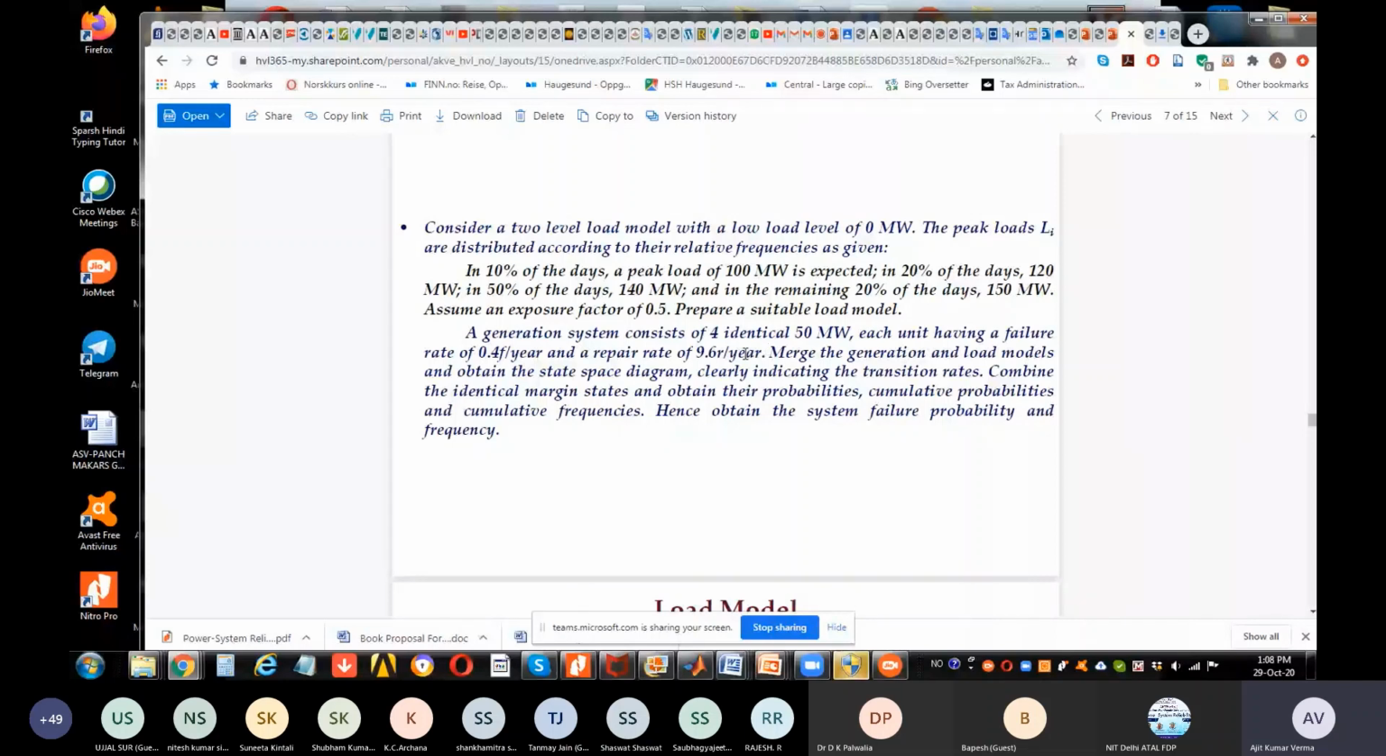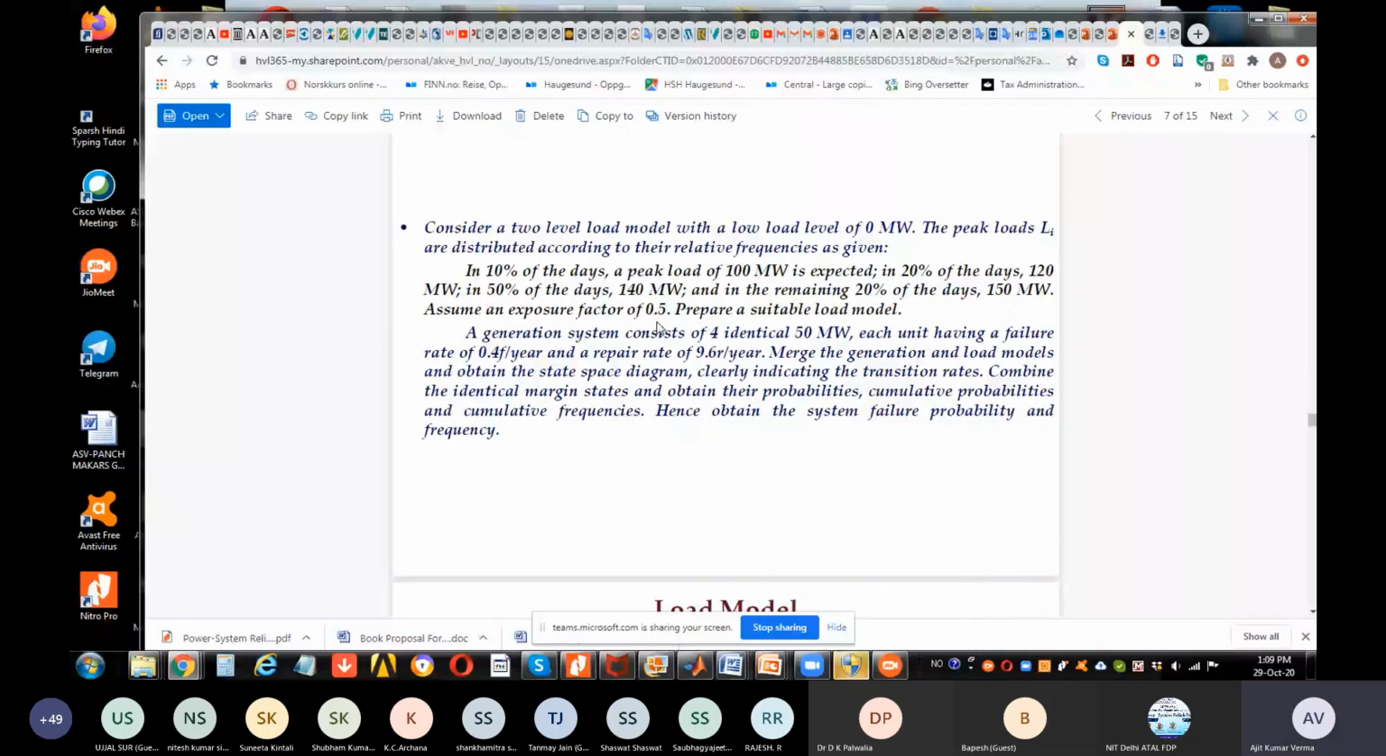So the load profile is given, the generation profile is given. We have taken these kind of examples earlier, 10%, 20%, 50%, 20%, but how is this example different? Because it assumes an exposure factor. Earlier, there was no exposure factor. So now we have introduced this because this is the practical reality, and we want to see how the probability of failure, etc., change.